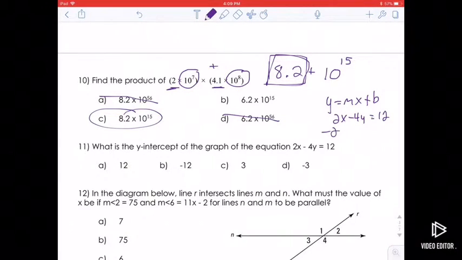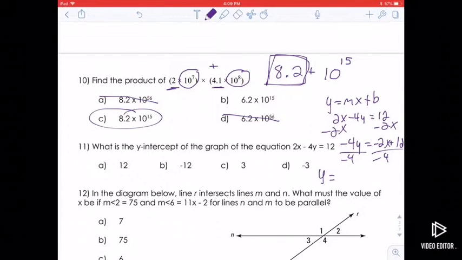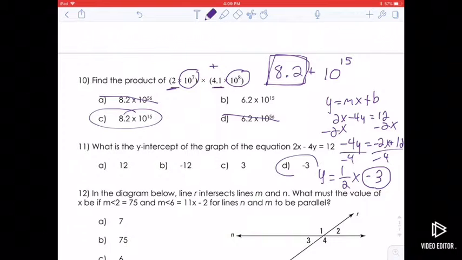I'm going to subtract 2x from both sides. They are not like terms, so they just go next to one another over here. Negative 2x plus 12. Let me squeeze that in. And I divide by negative 4. Y equals, a negative divided by a negative is 1/2 x minus 3. My y-intercept is my b term, which is negative 3.